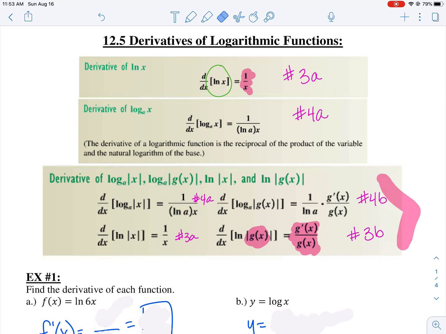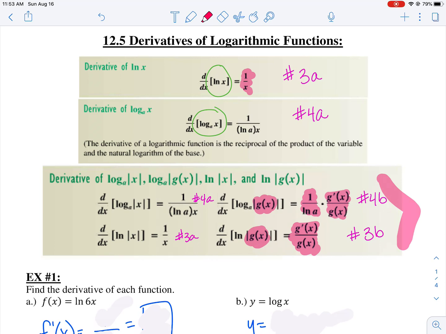Now, if I have the log base a of x and I want to find the derivative, I get 1 over the natural log of a times x. Now, that's just if there's an x. If there's more on the inside, there's a whole bunch of junk, well, then I have to do the chain rule. I do 1 over the natural log of a times the derivative of the junk over that original junk, right? So doing that chain rule if there's more than just an x.